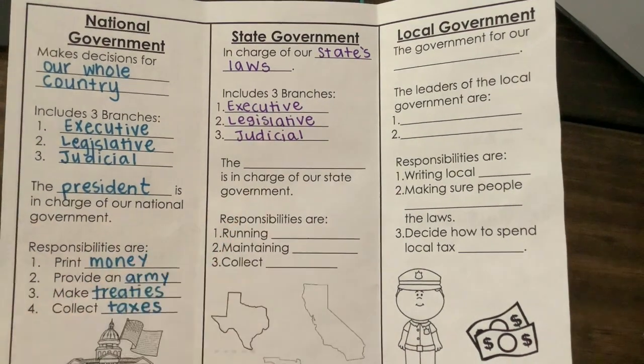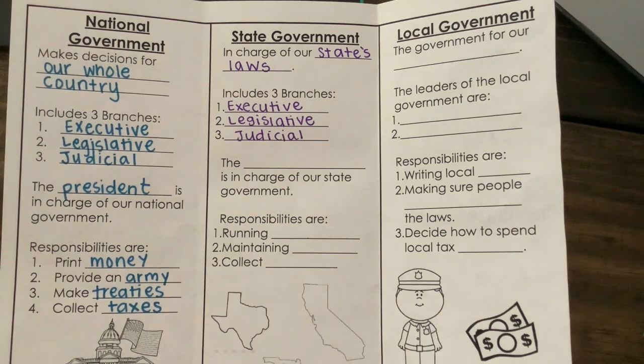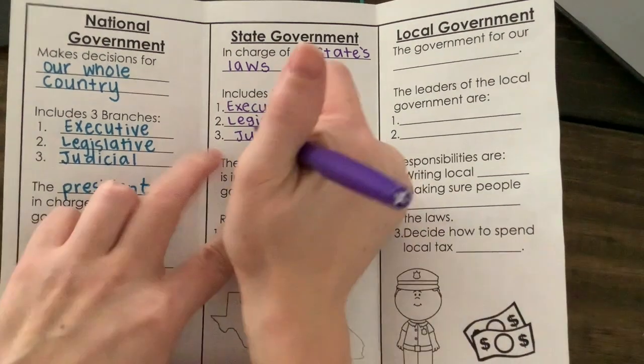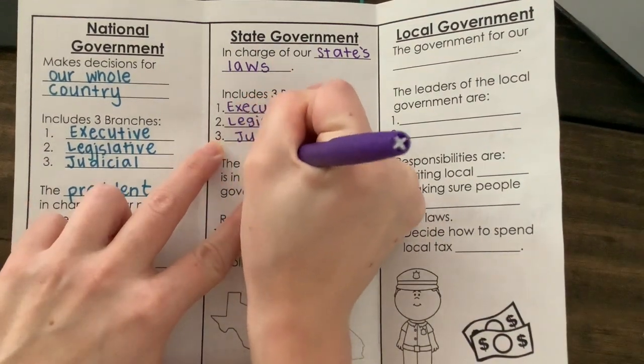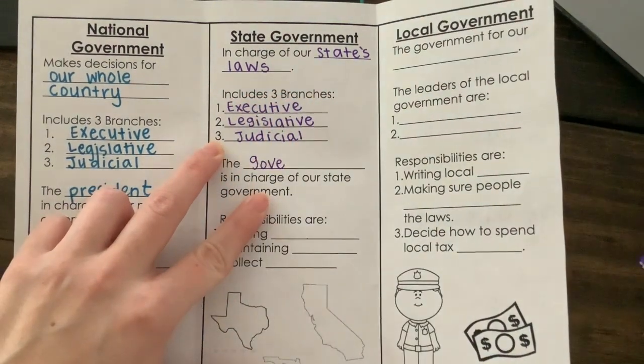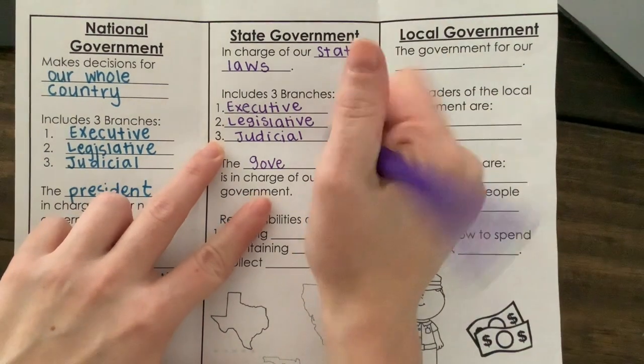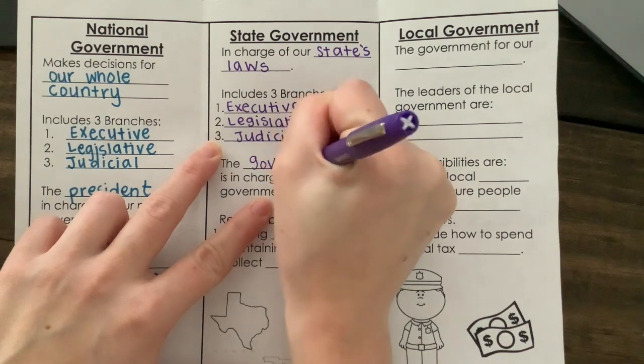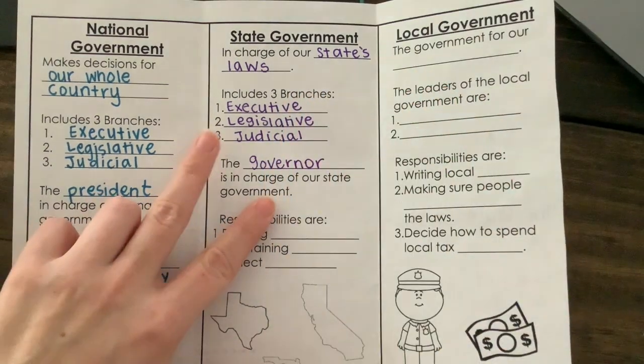The blank is in charge of our state government. Who is in charge of our state government? Greg Abbott is in charge of our state government, but he is called the governor. Governor. Okay.